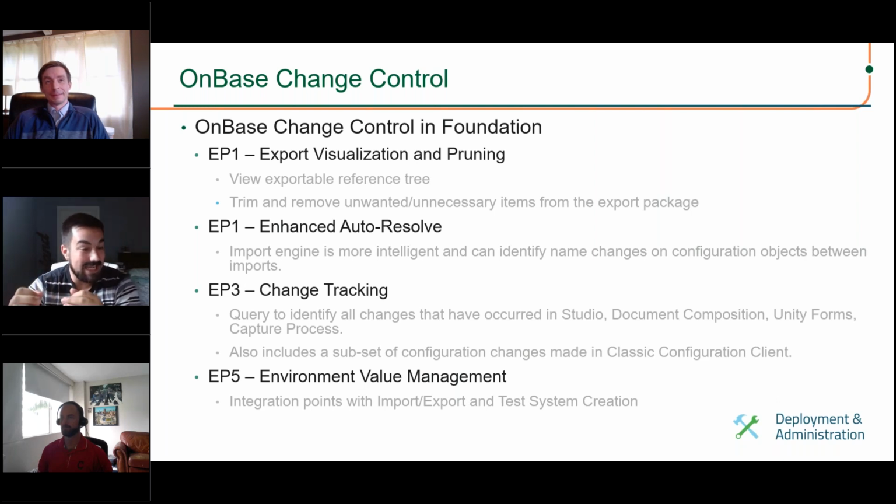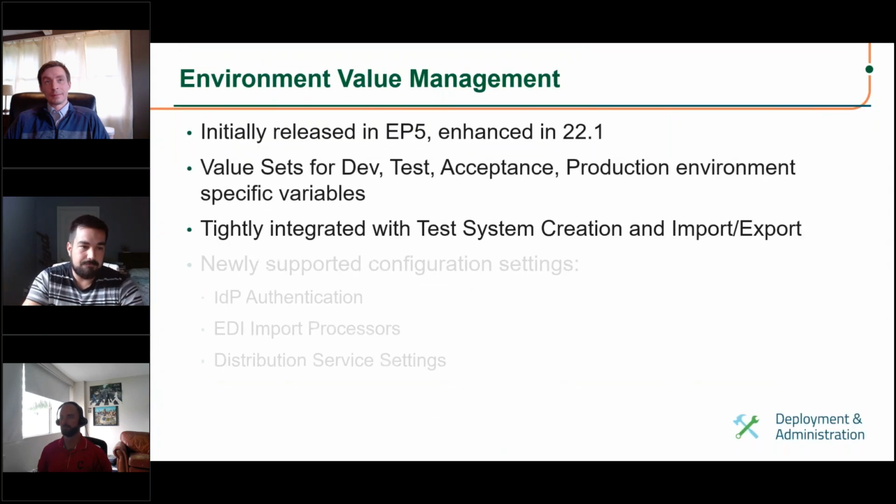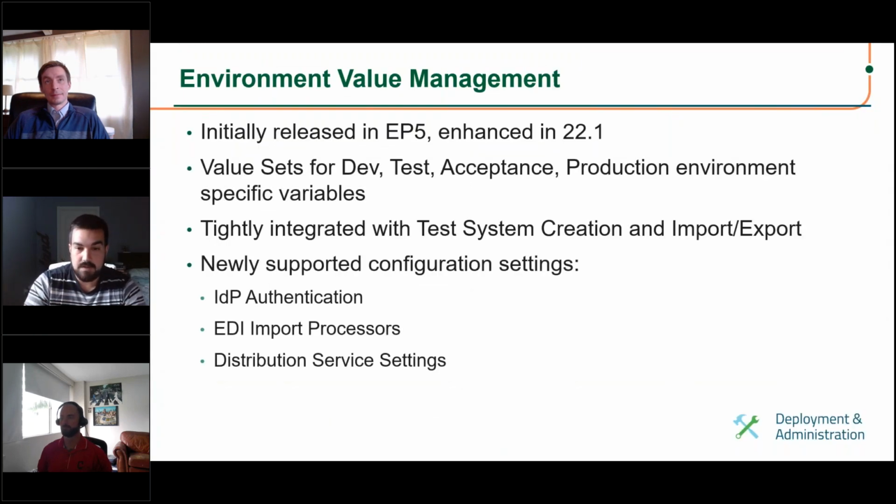And then last but not least, my shiny new toy alongside the OnBase admin portal that I like to talk about in EP5 is a product called Environment Value Management. I actually have some slides here about it that I'll talk to before I jump back to some of those other screenshots. Environment Value Management was initially released in EP5. We enhanced it in 22.1 a bit. But the elevator pitch I like to give with this is that it's a way to view the environment values in your system and then create value sets for your additional environments.